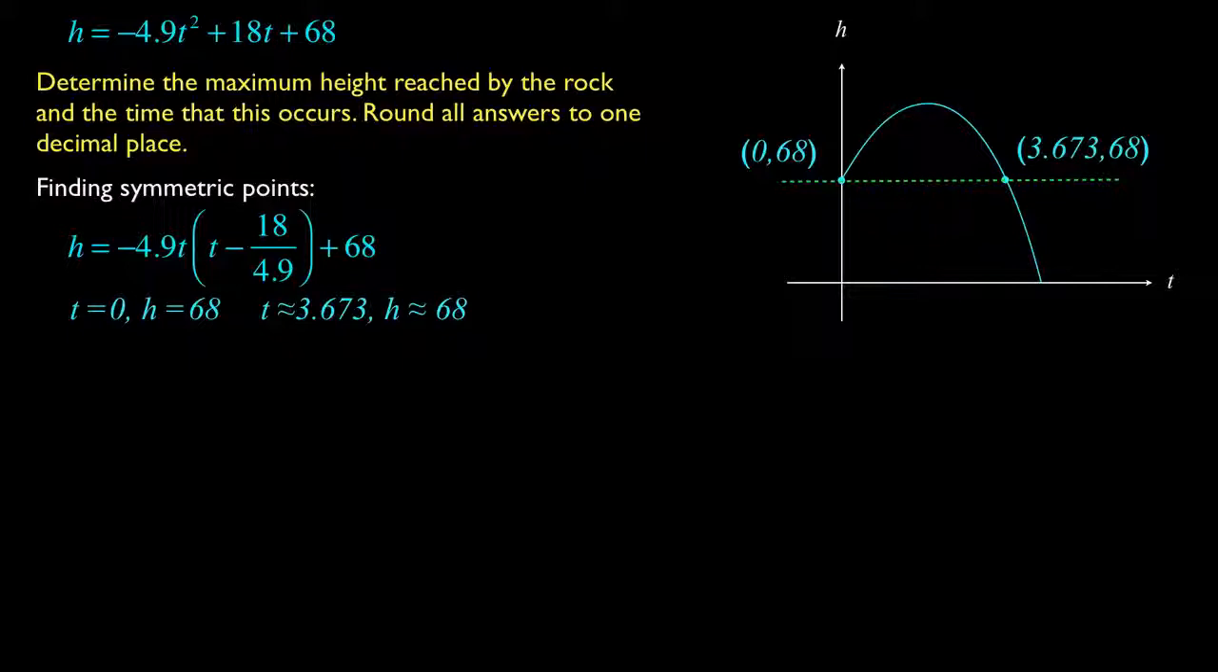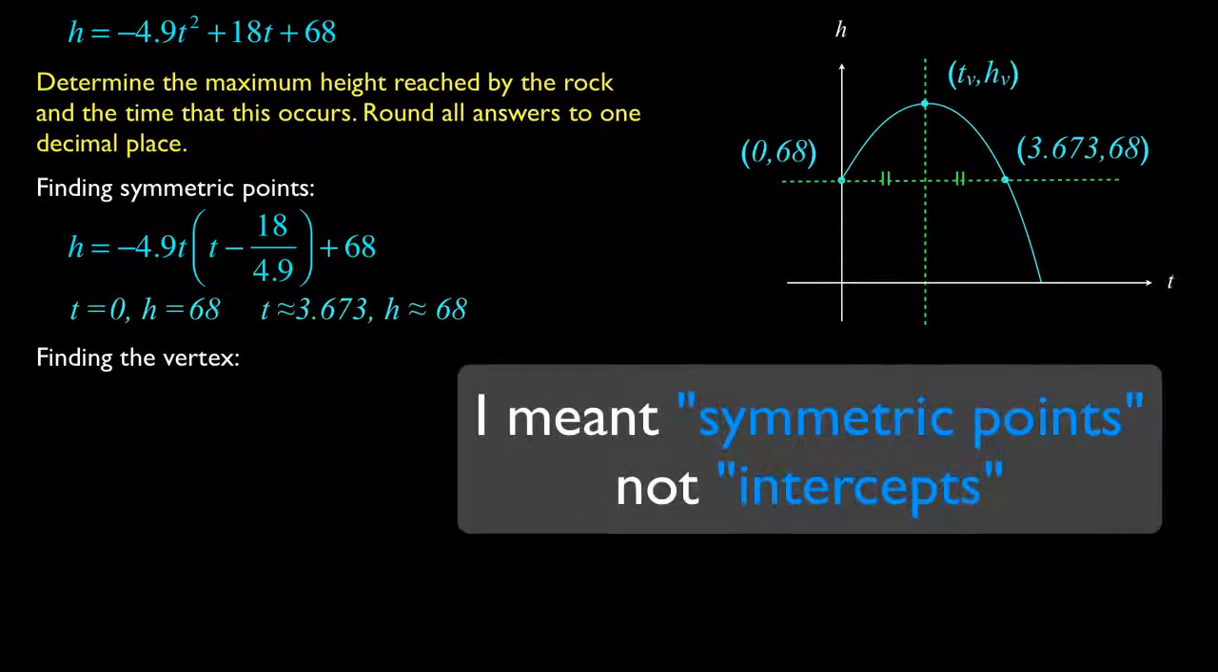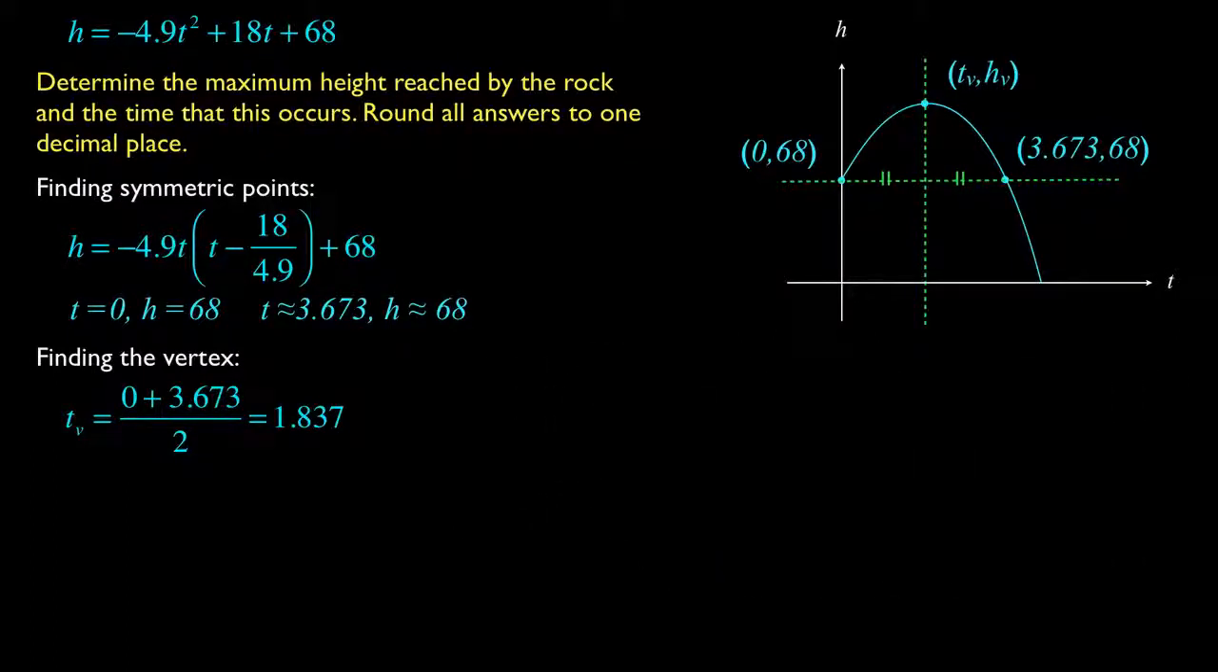Now, in order to find the vertex, we recognize that the vertex lies directly on that axis of symmetry. So in other words, the t-value of the vertex is halfway between the two t-intercepts of our graph. And so we say the t-value is 0 plus 3.673 divided by 2, and so we get a t-value of 1.837. Substituting the 1.837 back into the original equation for h, we get 84.5.